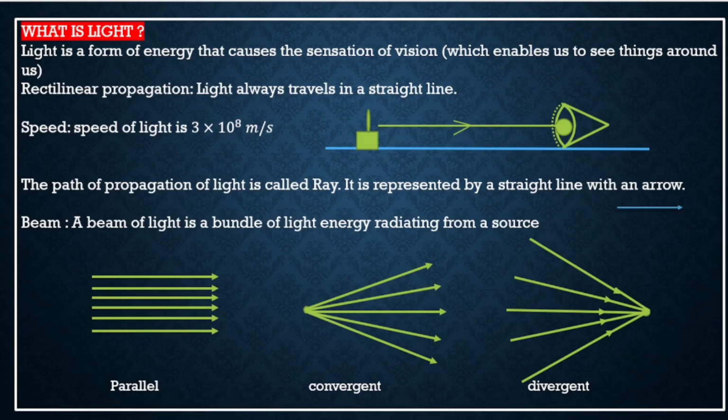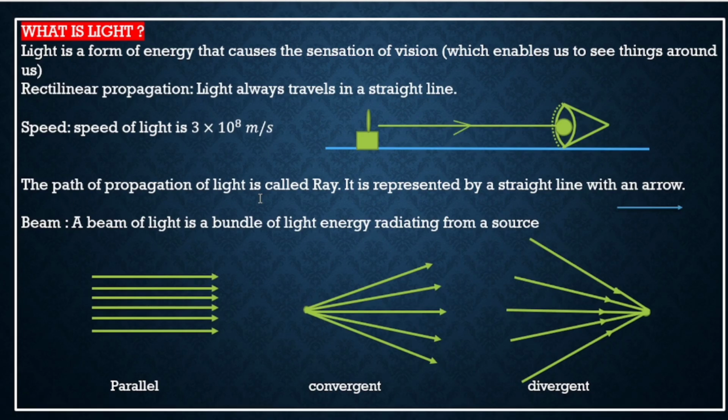Light is a form of energy that causes the sensation of vision. That means it enables us to see the things around us. Light travels in a straight line. Light हमेशा सीधे रास्ते से चलती है. The speed of light is 3 into 10 to the power 8 meter per second.